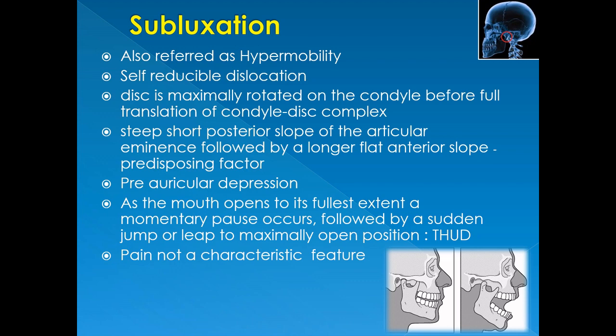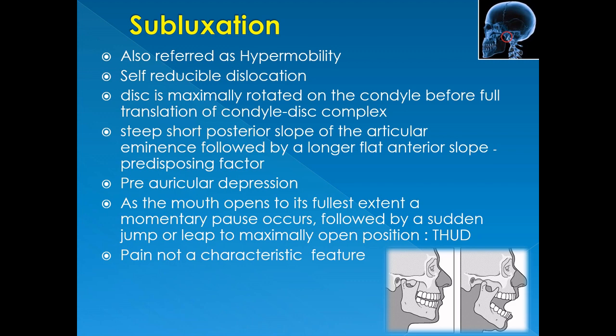Next is subluxation. This is also referred to as hypermobility. The term hypermobility implies that there is radiographic or clinical evidence that the mid-axis of the mandibular condyle is translating beyond the peak of the articular eminence. This is also called self-reducible dislocation. Subluxation results when the disc is maximally rotated on the condyle before the full translation of the condyle disc complex occurs, and patients who have a steep short posterior slope of the articular eminence followed by a longer flat anterior slope often show a tendency towards subluxation.